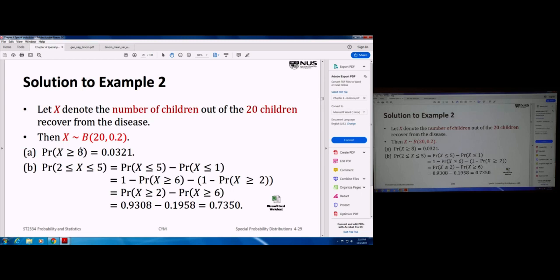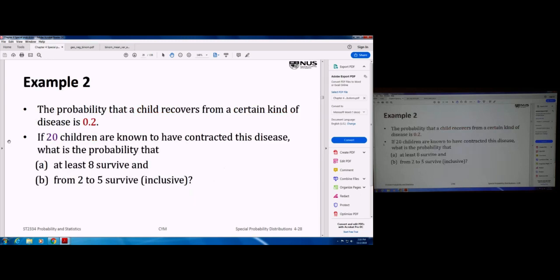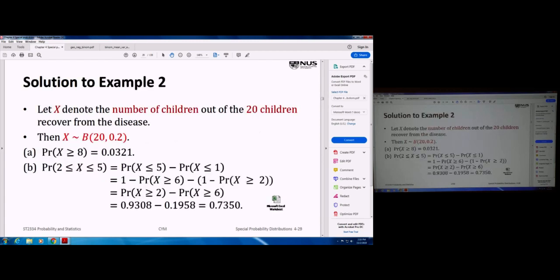Okay, part B. Part B asks us, what is the chance that between 2 and 5 survive? This one's slightly easier. So the probability that x is between 2 and 5. There's one way, the easiest way to calculate it: the probability x is equal to 2 plus the probability x is equal to 3 plus the probability x is equal to 4 plus the probability x is equal to 5. That's the answer. If you like, you can, as before, just compute the probability that x is less than or equal to 5 minus the probability x is less than or equal to 1.